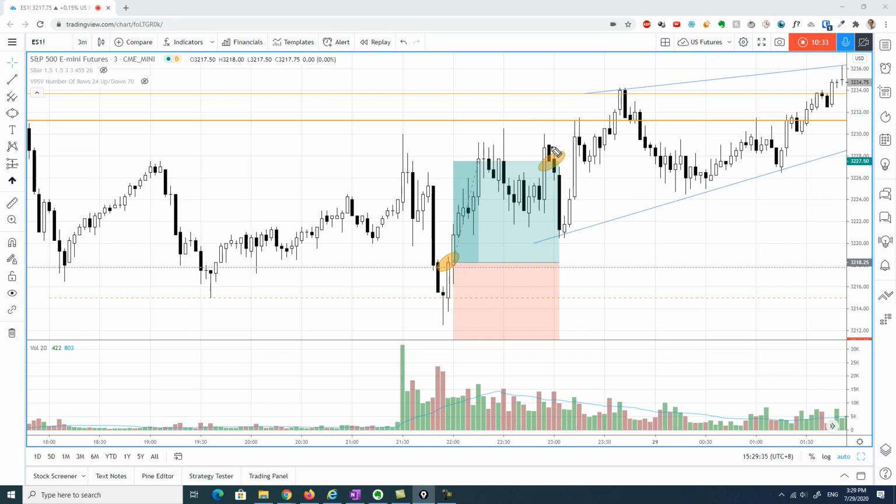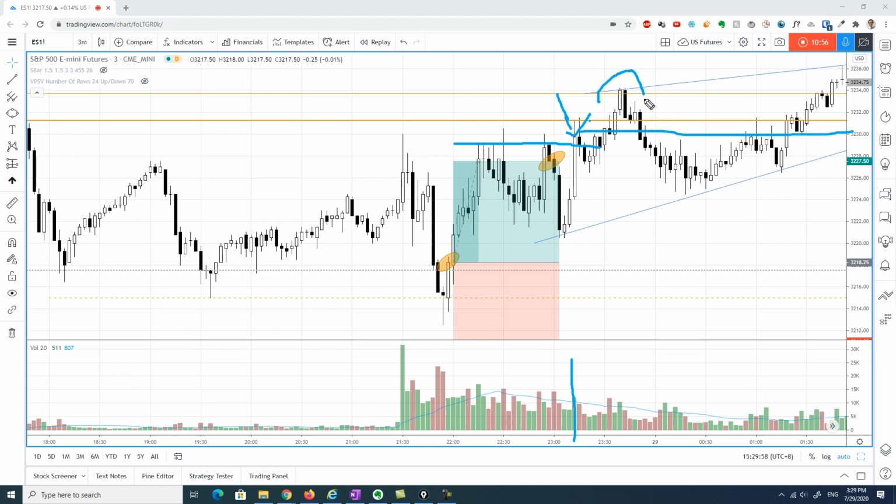Because I saw this failed attempt, I just couldn't be bothered to wait for another attempt here, which actually happened here as well, at about 11, maybe 11:15 my time. Eventually you can see that it did break out to the upside and actually broke above this 3230 level, but only committed temporarily and failed inside. So anyway, this was my trade.